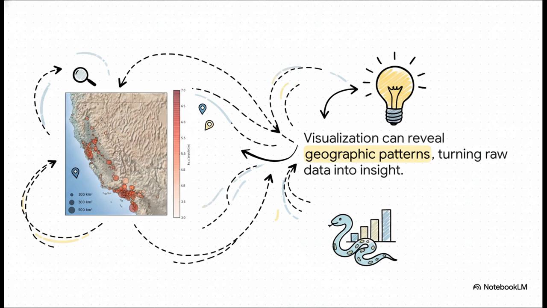And it's not just for simple charts either. Visualization can uncover really complex geographical patterns. Here, we're turning boring old latitude and longitude numbers into a vivid map of population density in California. This is how you get those aha moments, by turning data into a picture.